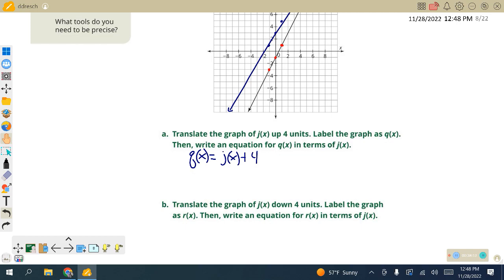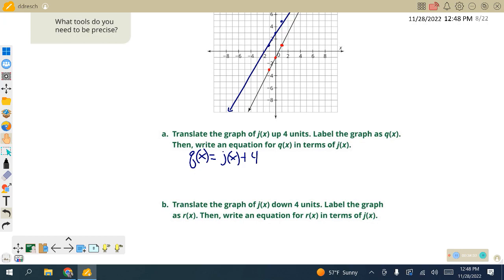So we've not done this before where they say write it in terms of another one. It sounds simple, I know it's not, but we're taking the one that they give us and doing whatever operation they told us to do. So plus 4, so we say j of x plus 4, that gave me q of x.